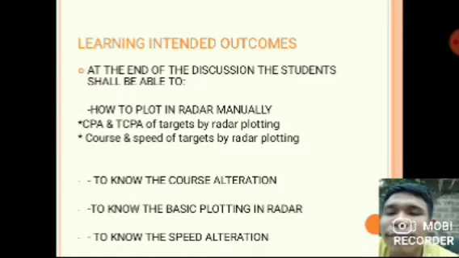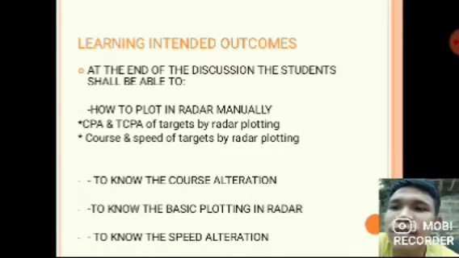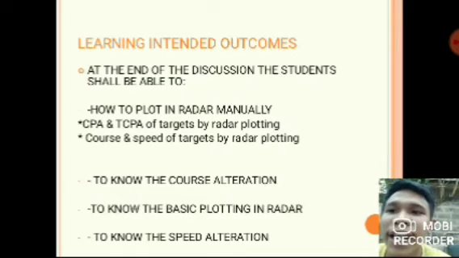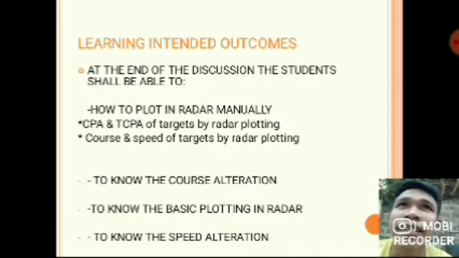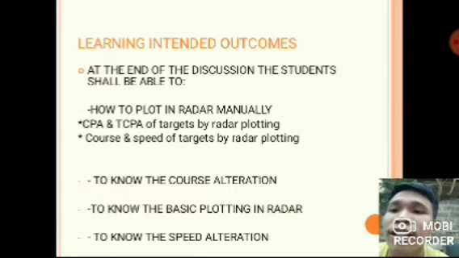Learning intended outcomes. At the end of the discussion, the students shall be able to plot on radar manually, and know the CPA of the targets and the other parts, like the speed and course of the targets, by radar plotting.